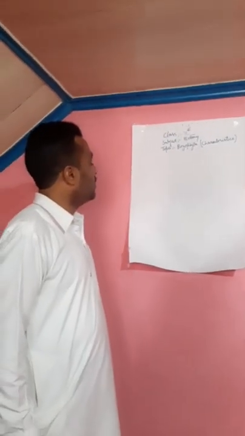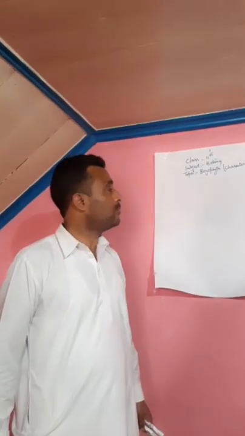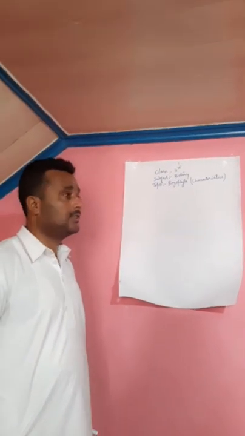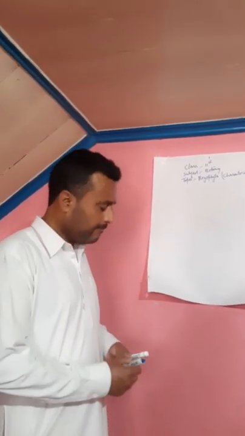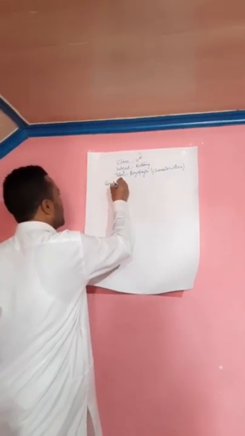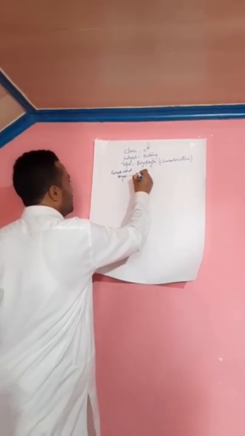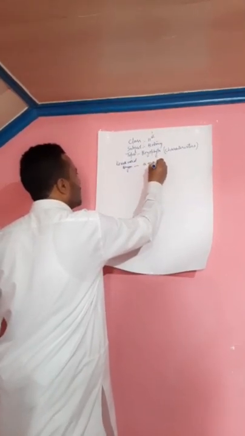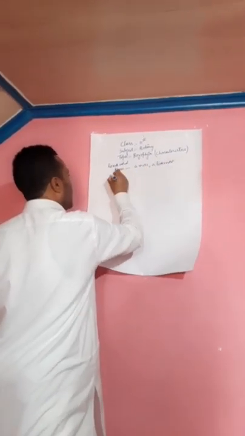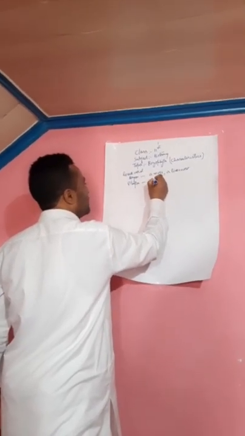Dear students, today we are going to discuss the Bryophyta, and in this we are going to discuss the main features or main characteristics of this division Bryophyta. The word Bryophyta has been derived from the Greek word bryon, which means a moss or a liverwort, while phyton means a plant.